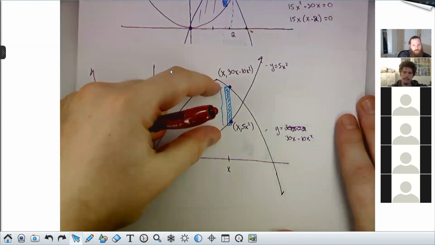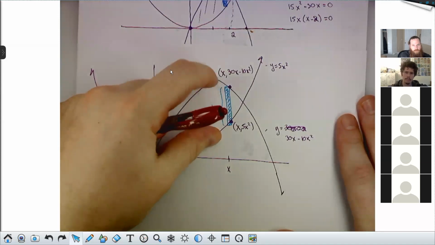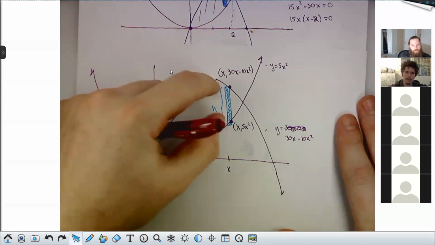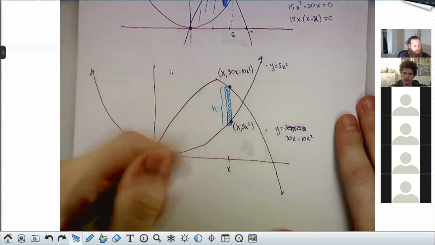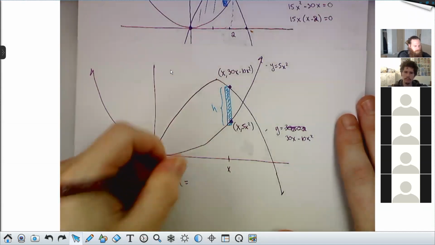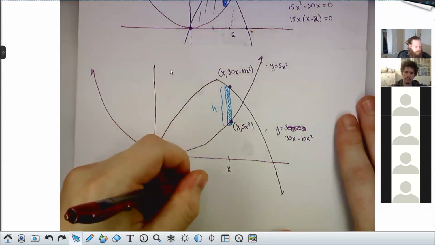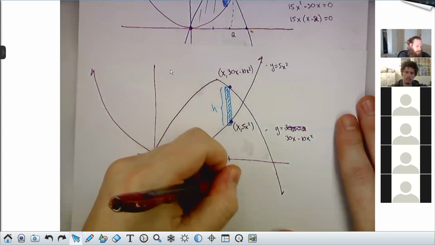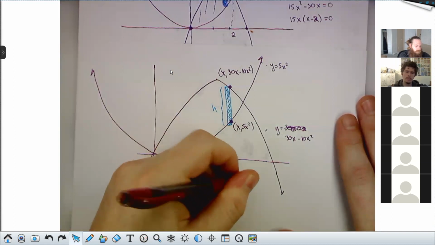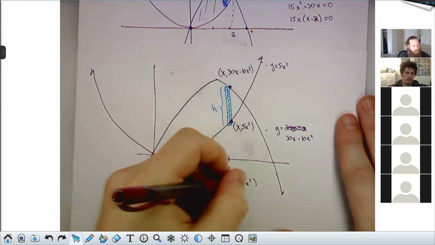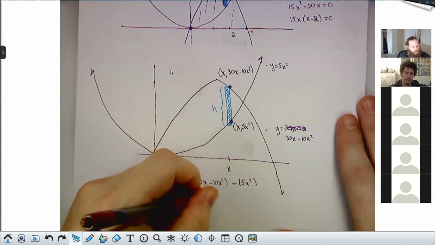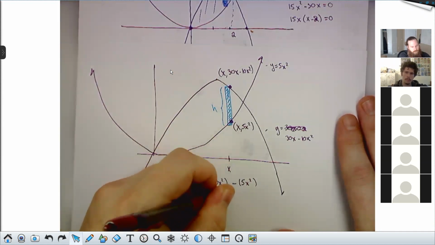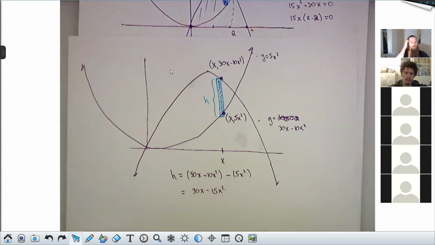So to find this height, I have to take the y value up here minus the y value down here. So that height is 30x minus 10x squared minus 5x squared. And when you subtract those, you get 30x minus 15x squared. So that's where my height is coming from. Okay, thank you. Of course.